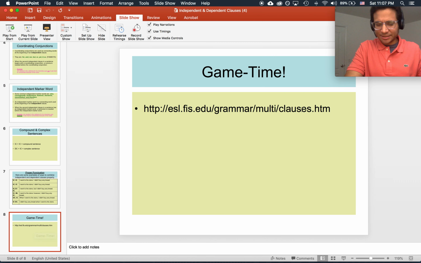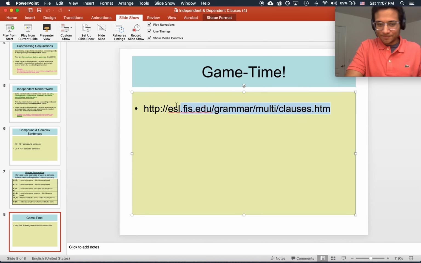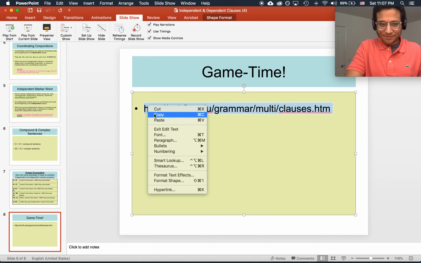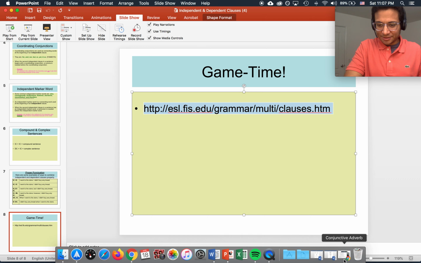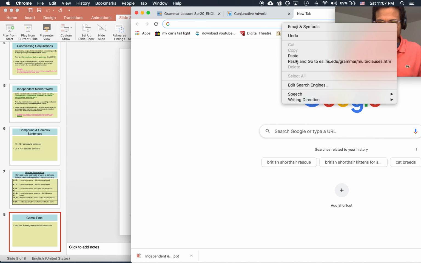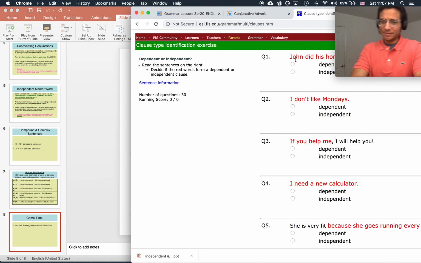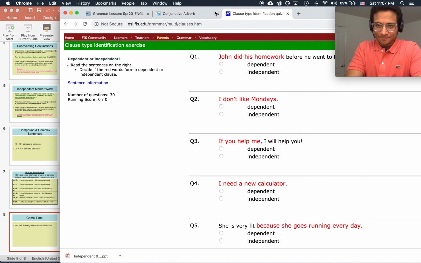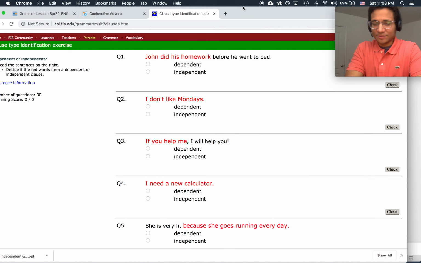Game time. All right, guys, check this out. Go to this link here. Let's see how you do. This is for funsies. See how the learning is going. This is about identifying clauses, dependent and independent. Let me move this here. You're just identifying what's in red.